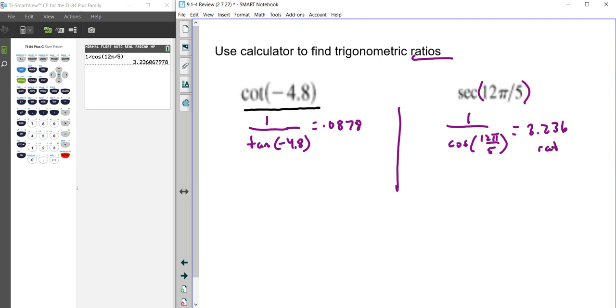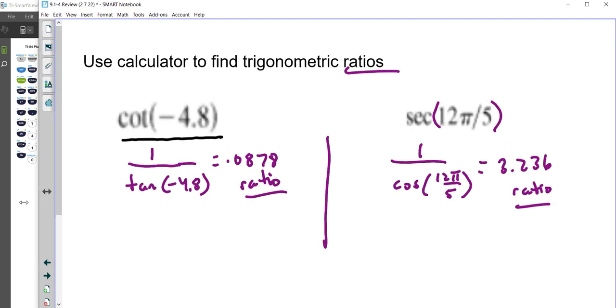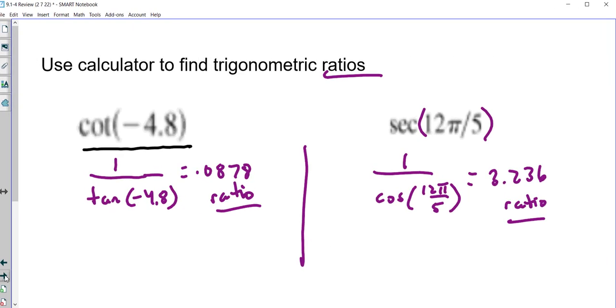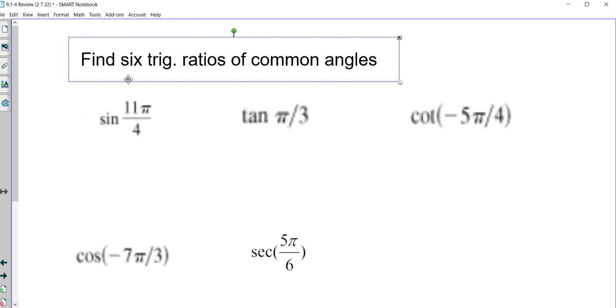So remember, you're finding ratios, not angles. That's all you're doing. Just put it in your calculator and figure out the answer. Make sure you check your mode. Now, from here, we want to figure out how to do these without our calculator. Without our calculator, we can find all 6 trigonometric functions.